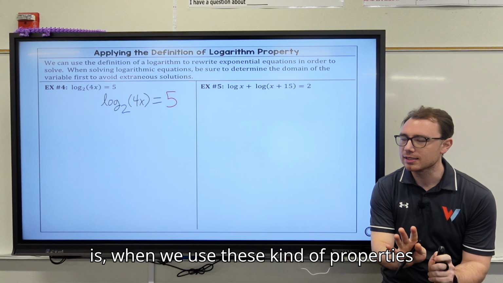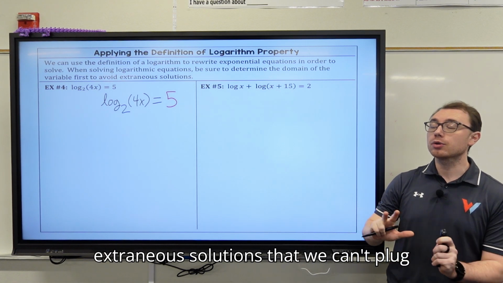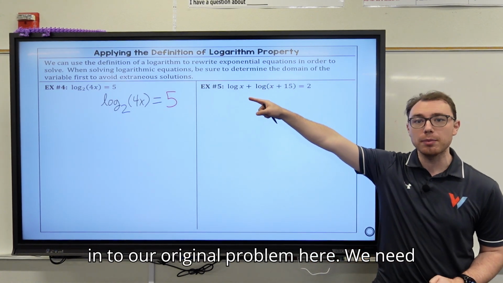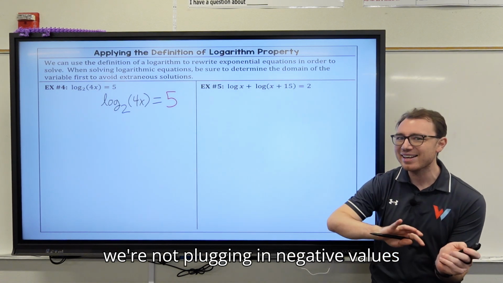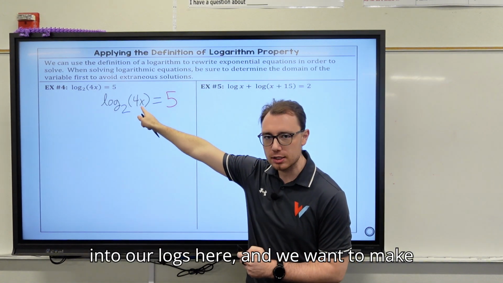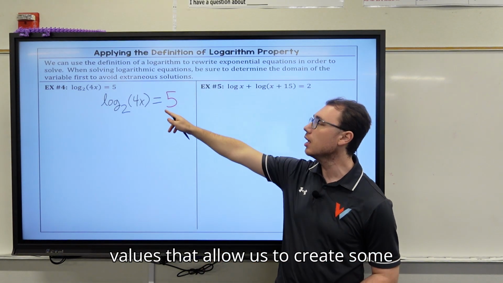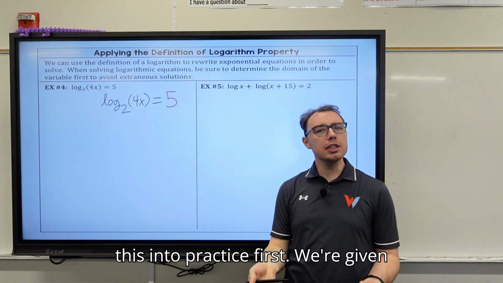What I mean to say is, when we use these kinds of properties, we are going to create some extraneous solutions that we can't plug in to our original problem. We need to use some double checks to make sure we're not plugging negative values into our logs, and we want to make sure that we're plugging in only positive values that allow us to create some solution for these equations. Let's put this into practice first.